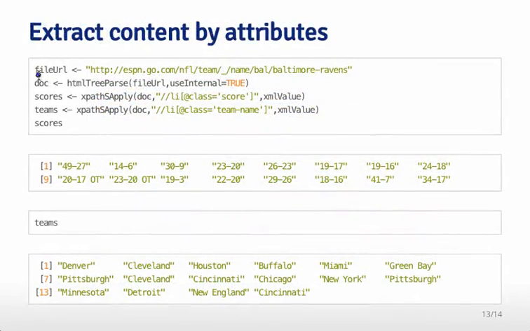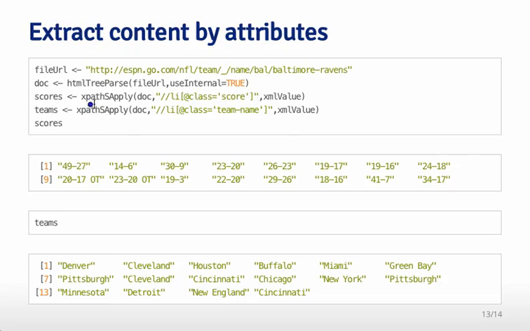So again, I'm going to pass it the file URL. This is the URL of that website if you go back to the previous page. Since I'm parsing an HTML file instead of an XML file, I'm going to use HTML tree parse instead of XML tree parse. The differences are different enough that you want to use HTML tree parse when you're parsing an HTML file. And then I'm going to pass it the command use internal equals true so that I can get all of the different nodes inside of that file.